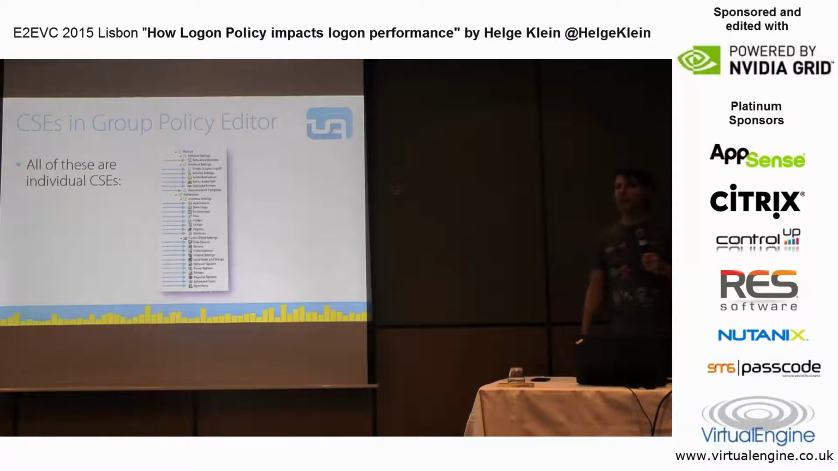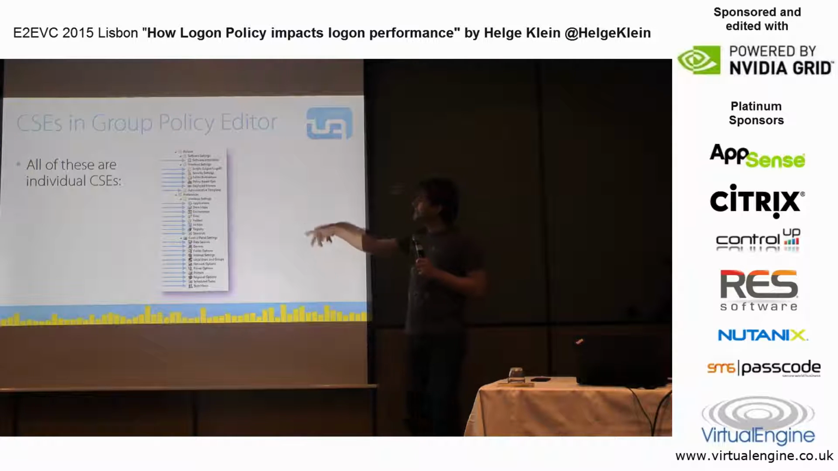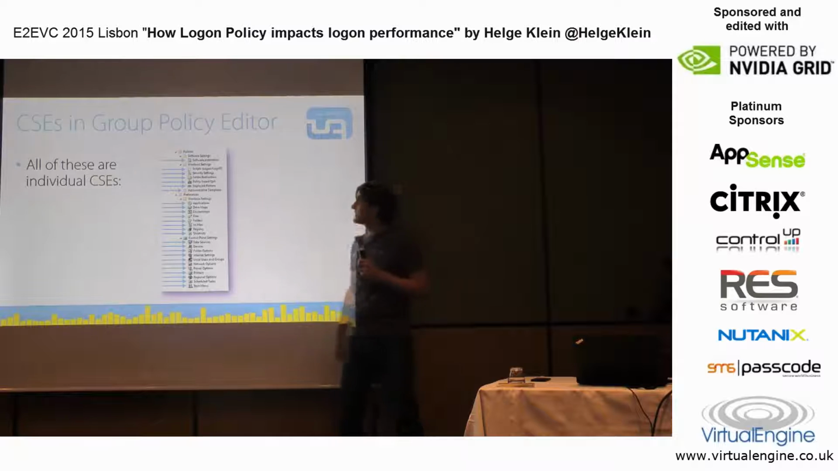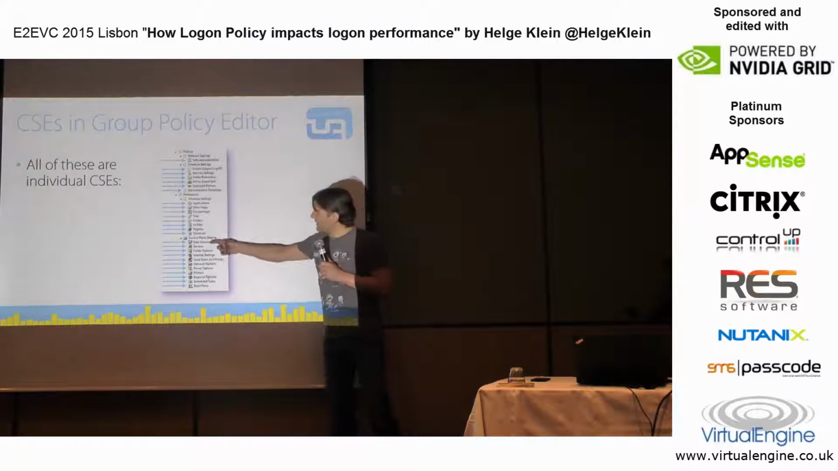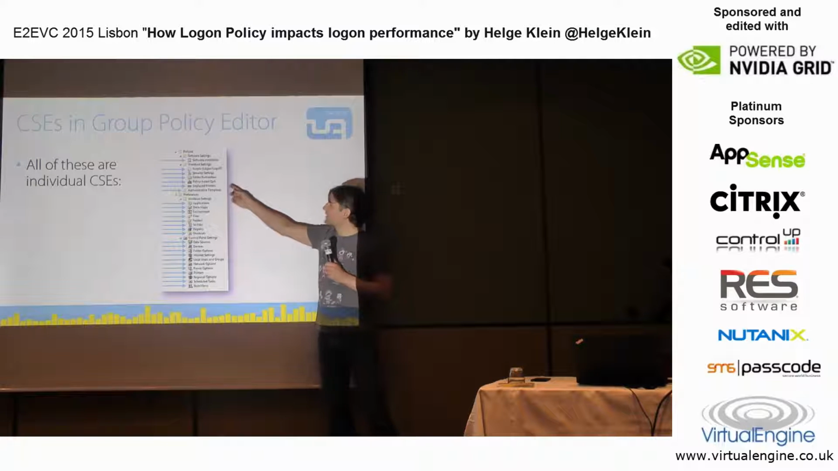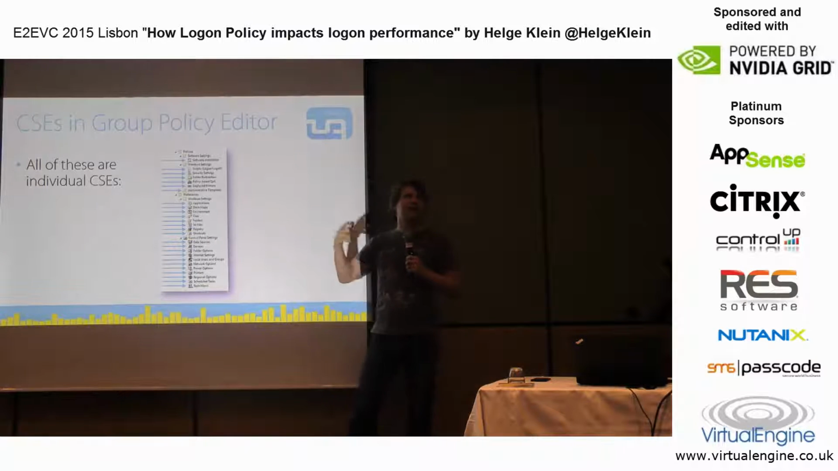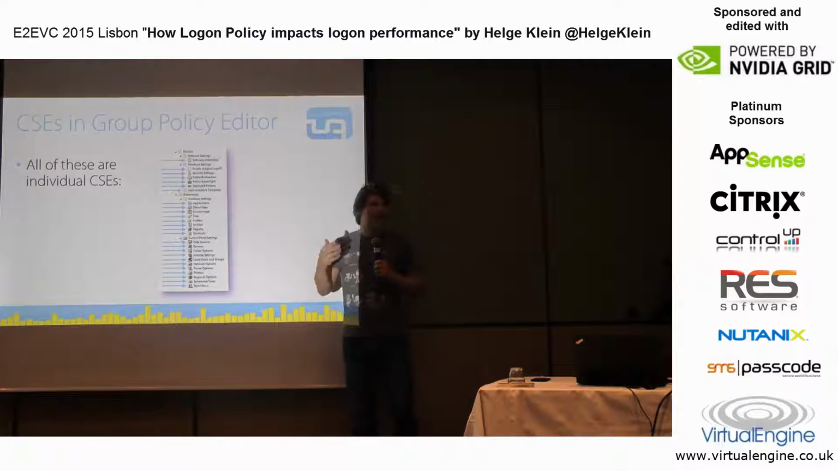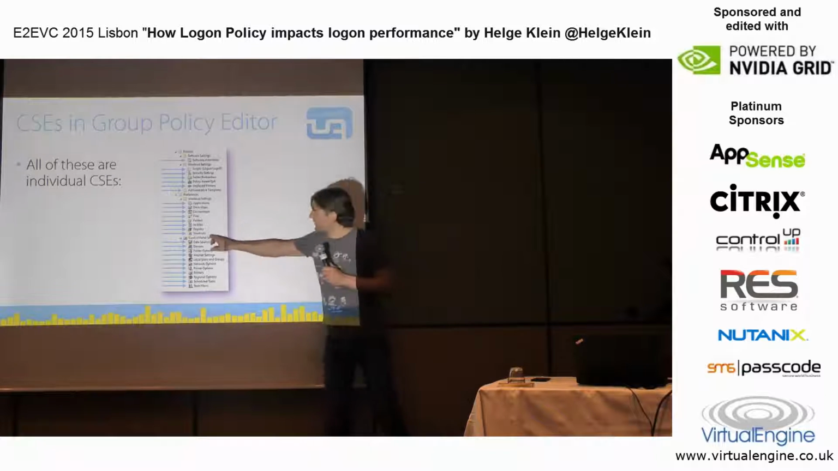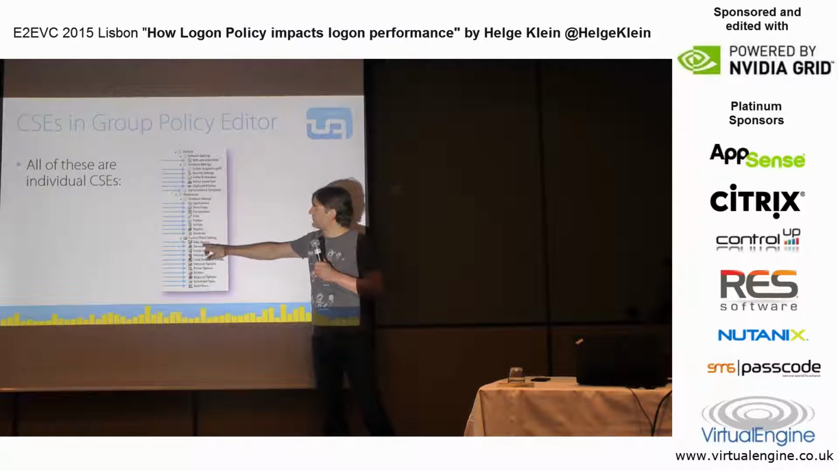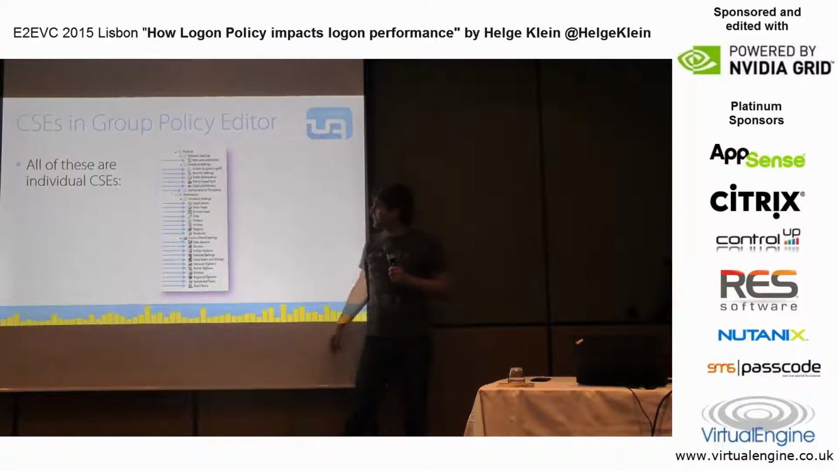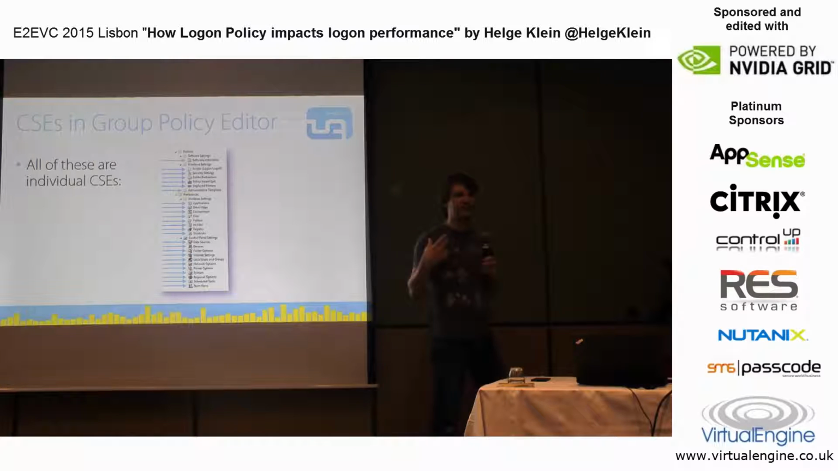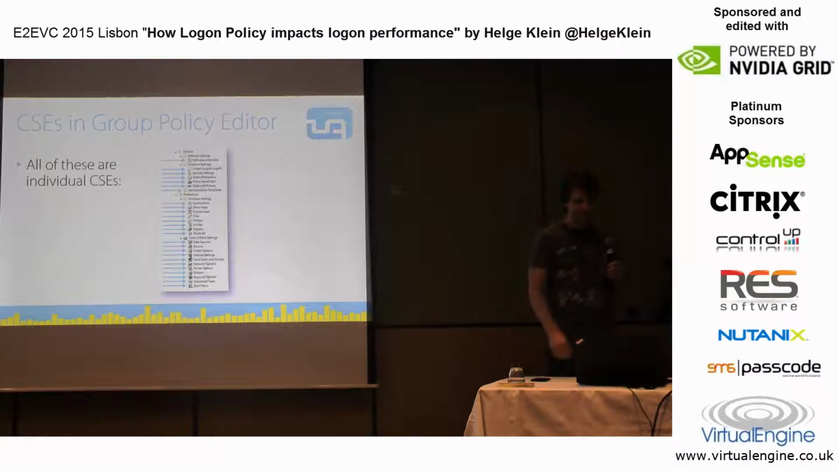Now, when you look at Group Policy Editor and expand all these categories, each one of those is represented by a different client-side extension. In other words, a different module. That means whenever you configure a setting, in Preferences to create a shortcut, for example, you will invoke a different module on the client where group policy is applied.